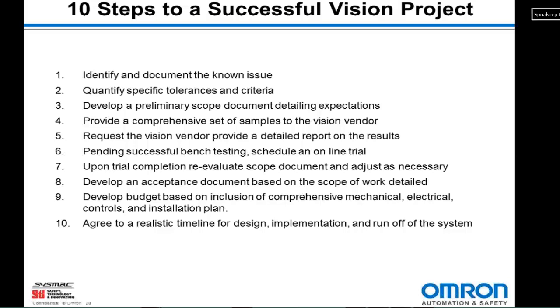So as far as the successful vision project, there's really 10 steps that this tends to boil down to, and some of them we've covered, so I'll skip through the first couple. But identifying and documenting the issue, quantifying specific tolerances and criteria. The third piece is where this really starts to hit home: you need to start to develop a preliminary scope document detailing what the expectations are.